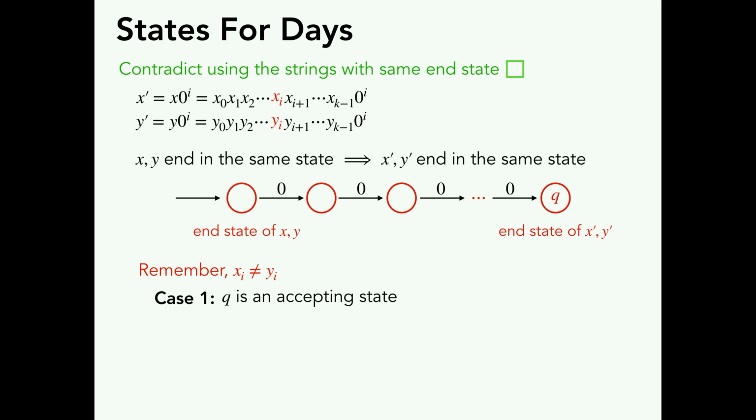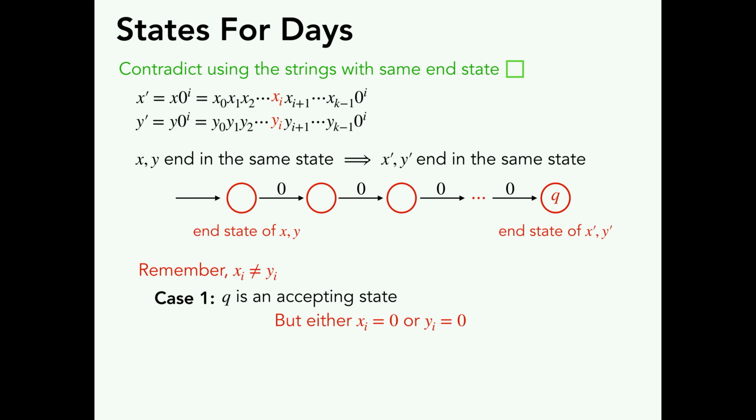So remember, in an accepting state, all the strings which have this state as an end state are accepted by the DFA. But since x sub i is not equal to y sub i, we know that either x sub i is 0 or y sub i is 0. Remember, x sub i not equal to y sub i rules out where they're both equal to 1 or they're both equal to 0. So exactly one of them is equal to 1 and exactly one of them is equal to 0. So either x sub i is 0 or y sub i is 0.